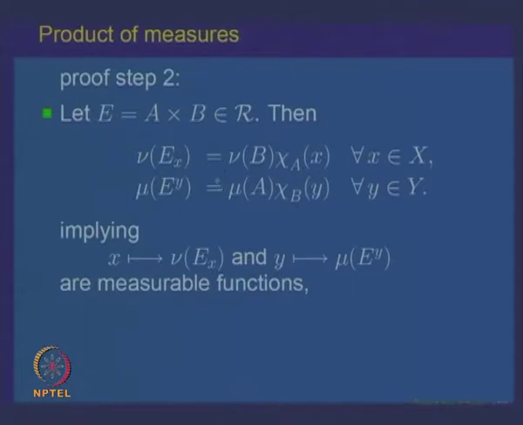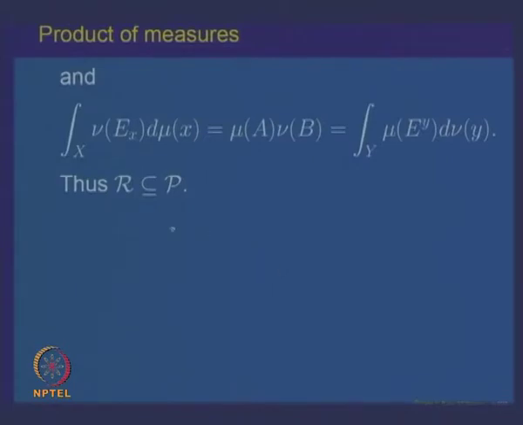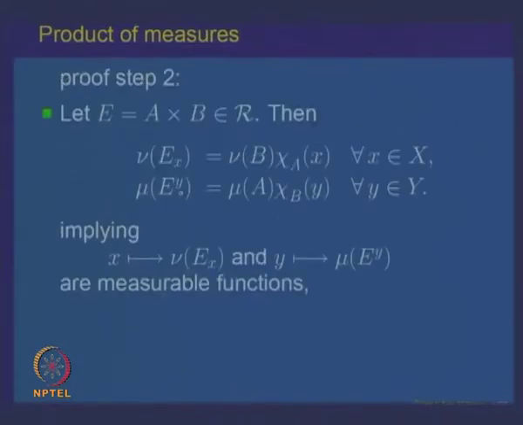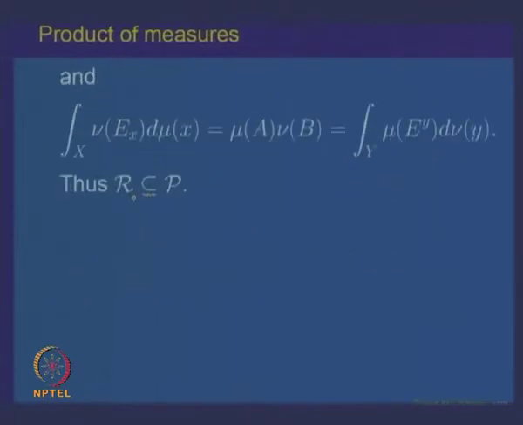So, these two facts prove that x going to nu of E x and y going to nu of E y for rectangles are measurable functions. And if we integrate, the integral of nu will be equal to nu of B into mu of A. So, that is the product measure of the product set A cross B. So, that says the rectangles are inside it. That is a straightforward argument which says rectangles come inside P.